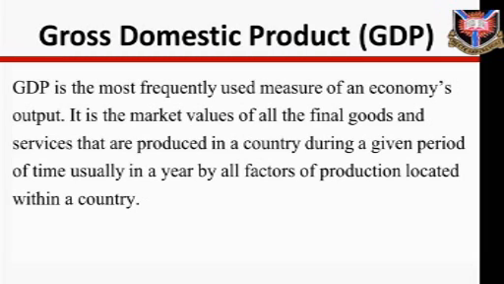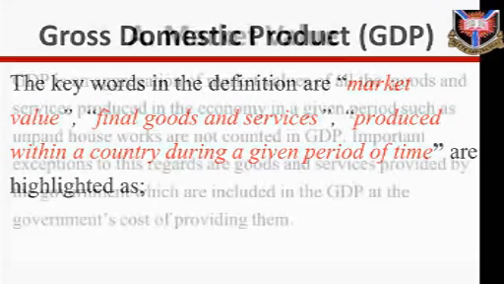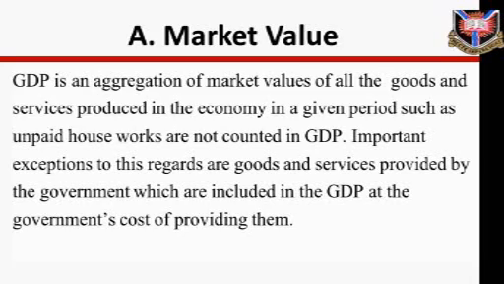In order to understand this definition, it is important that we examine each of the key words in the definition. These key words are market value, final goods and services, produced within a country, during a given period of time. Market value. National income, GDP, is an aggregation of the market values of all the goods and services produced in the economy in a given period.